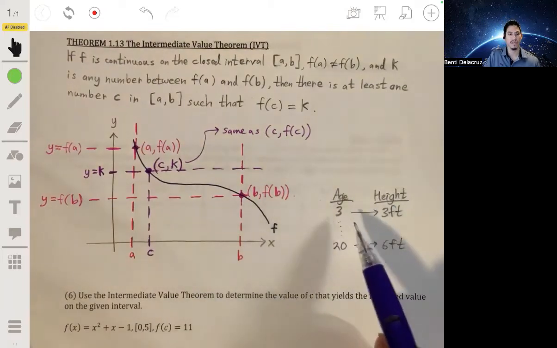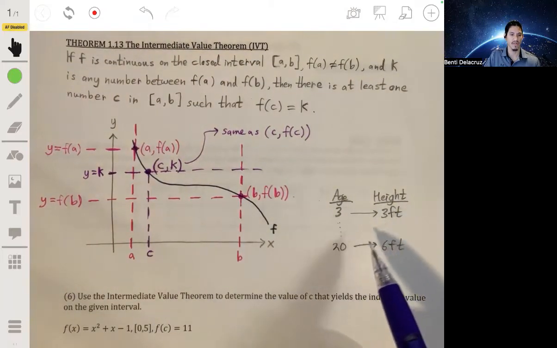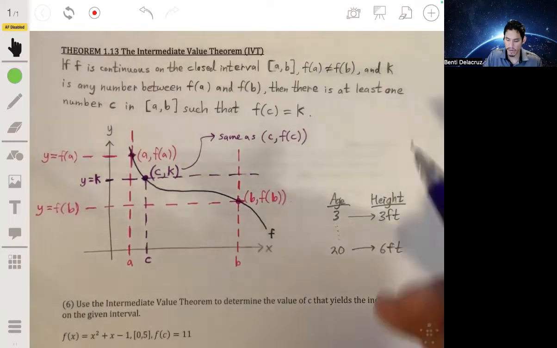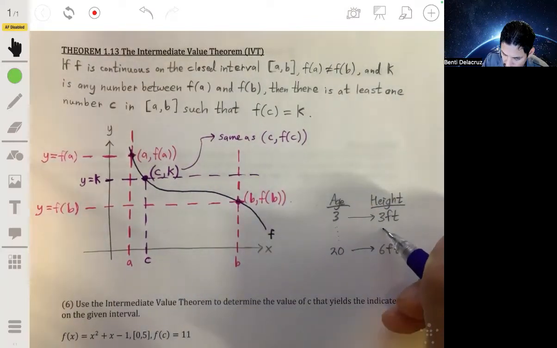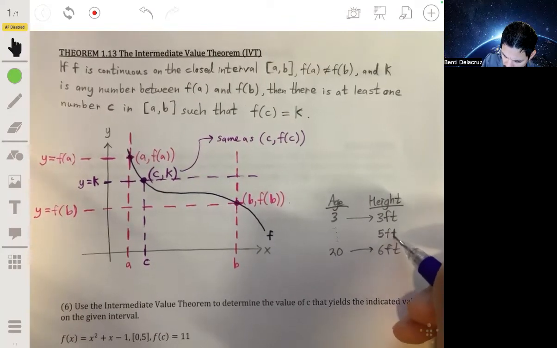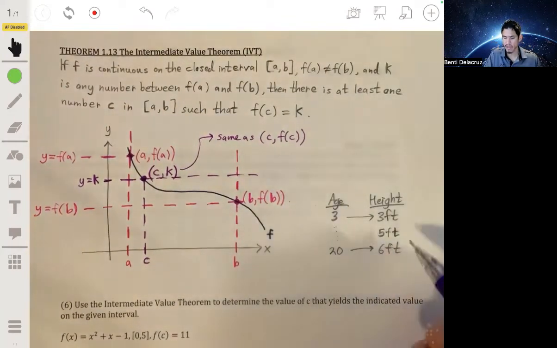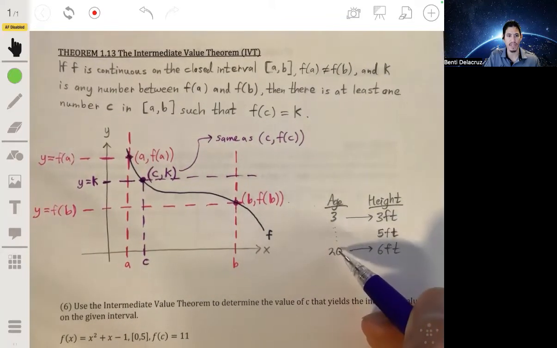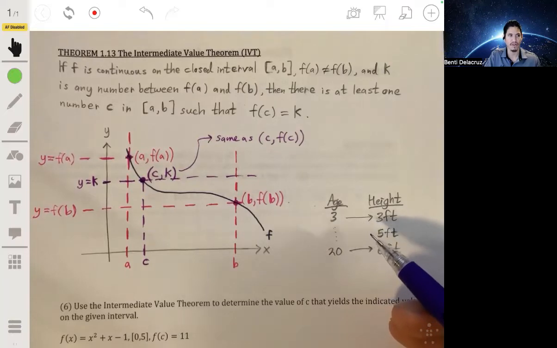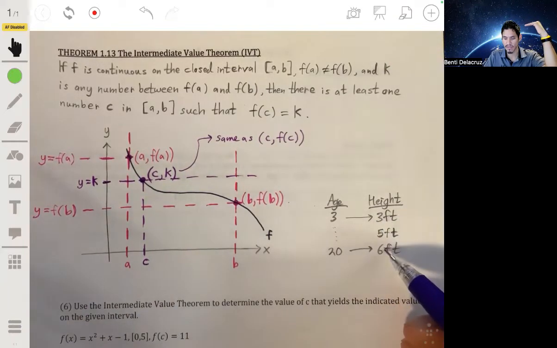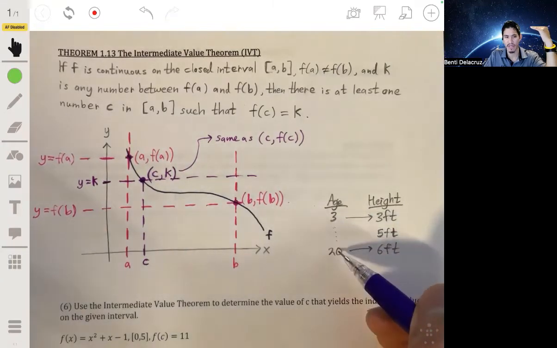So you're 3 years old, and you're 3 feet tall, and when you're 20 years old, you're 6 feet tall. This is like saying there has to be an age when you were 5 feet tall. Well, you had to have been 5 feet tall between ages 3 and 20. We know that your height is continuous. You're going to have to take every value between 3 feet and 6 feet from ages 3 to 20.